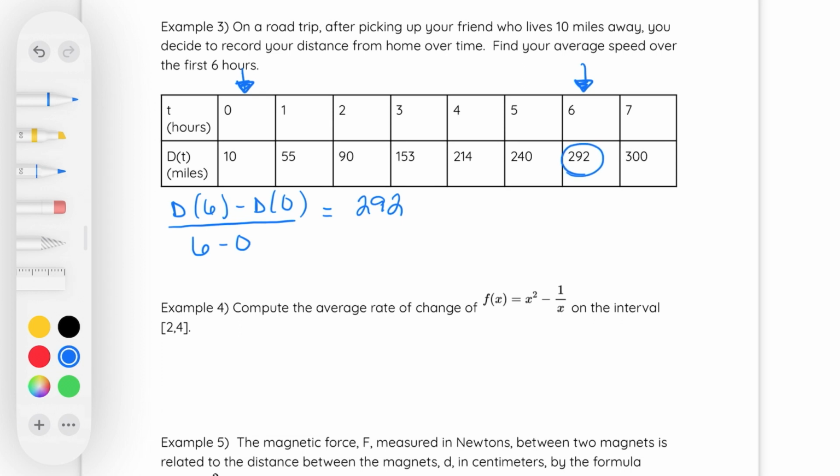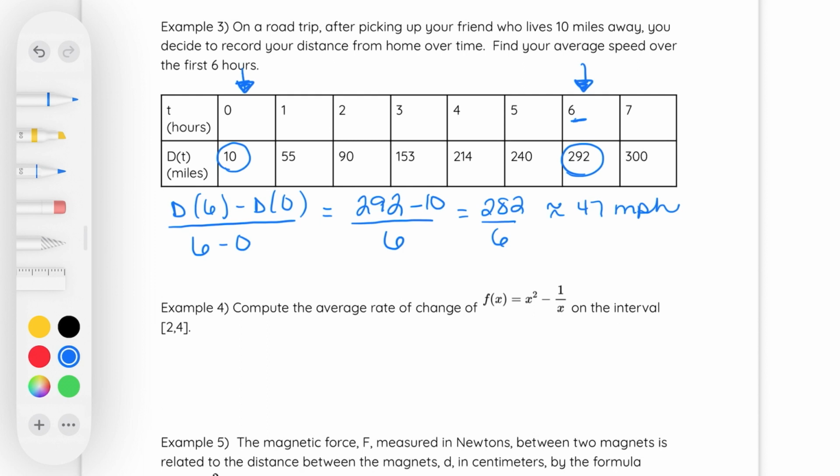292 miles that are associated with 6 minus 10 over 6 gives me 282 divided by 6, so approximately 47 miles per hour over the first 6 hours. Now, if I did the same thing over the full 7 hours, over the first 2 hours, the middle 2 hours, this change might be different.